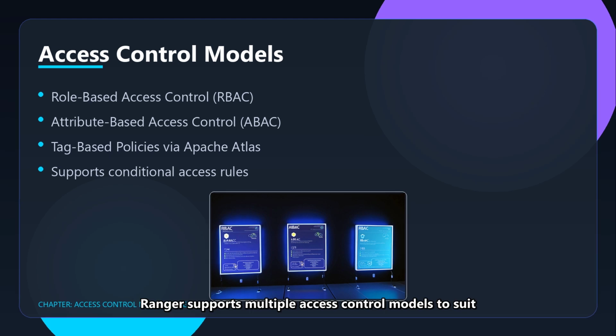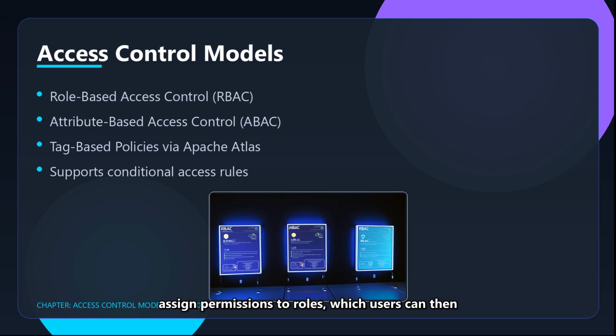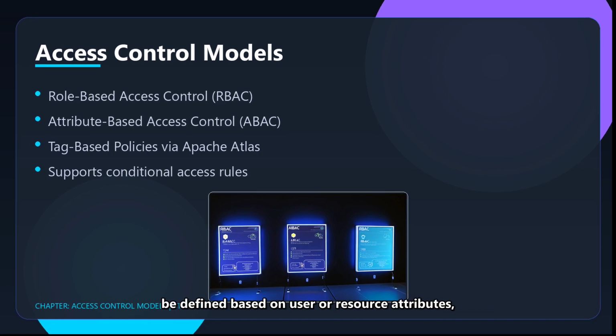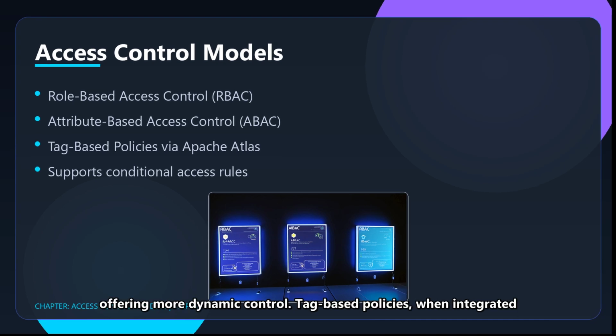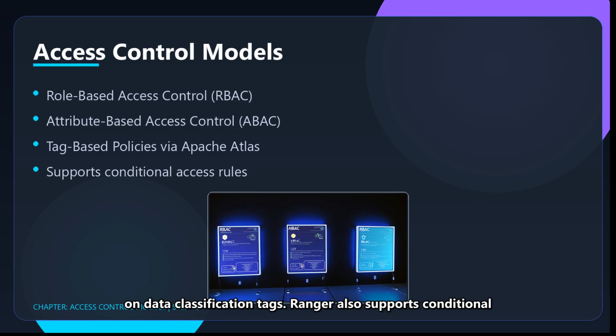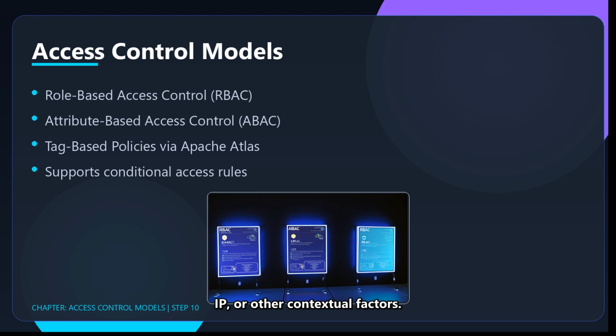Ranger supports multiple access control models to suit different needs. Role-based access control, RBAC, lets you assign permissions to roles, which users can then inherit. Attribute-based access control, ABAC, allows policies to be defined based on user or resource attributes, offering more dynamic control. Tag-based policies, when integrated with Apache Atlas, let you apply security based on data classification tags. Ranger also supports conditional policies, where access is granted based on time, IP, or other contextual factors.